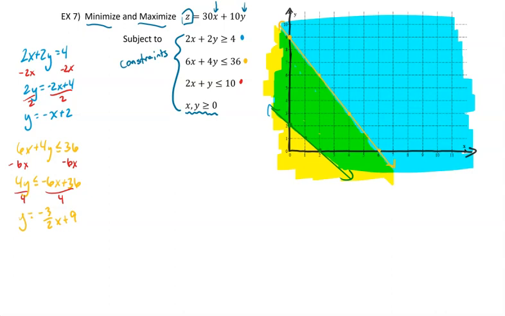All right, last one. 2x plus y equals 10. So we are going to subtract 2x from both sides, and we get y equals negative 2x plus 10. So all the way up at 10, and then down 2, right 1, over and over. Draw our line through it. And this one's also less than or equal to, so I'm just going to go ahead and shade it lightly below it.